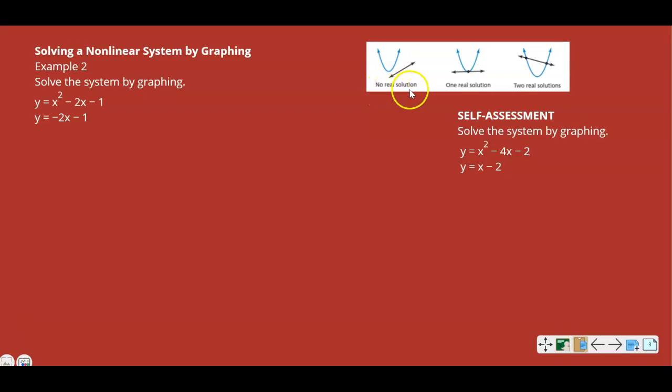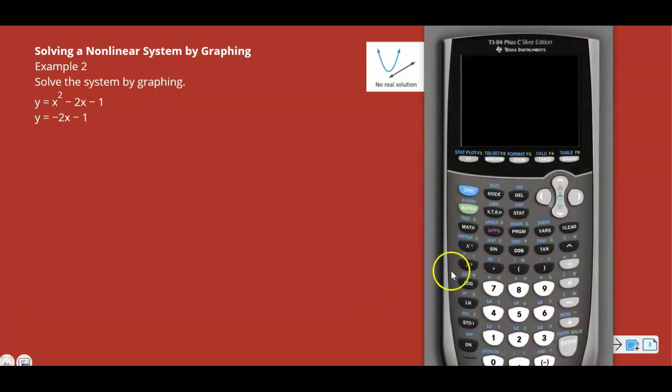So you can have no real solution if they don't intersect at all. If the line intersects the parabola at one point, you're going to have 1 real solution. And if the line goes through the parabola at 2 points, you will have 2 real solutions. All right, so it says solve by graphing, so we're going to pull up our calculator again.